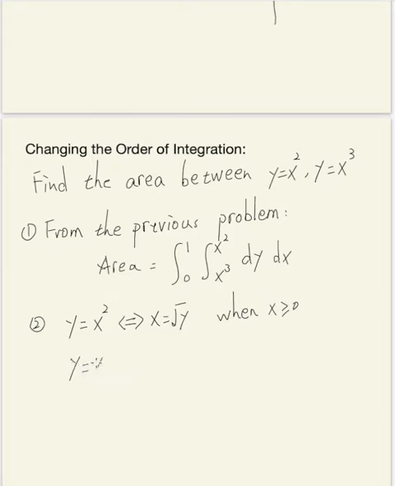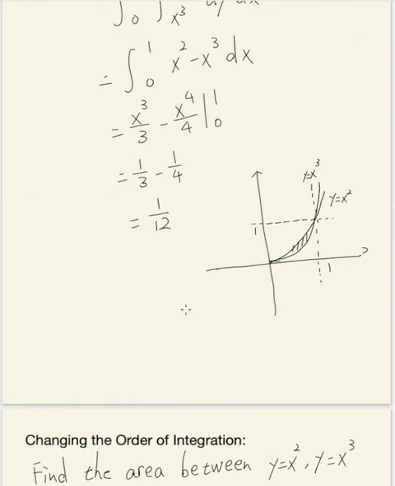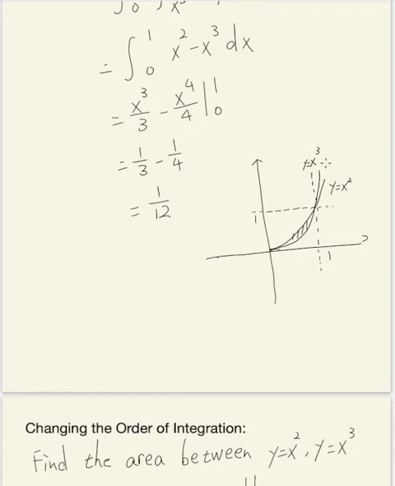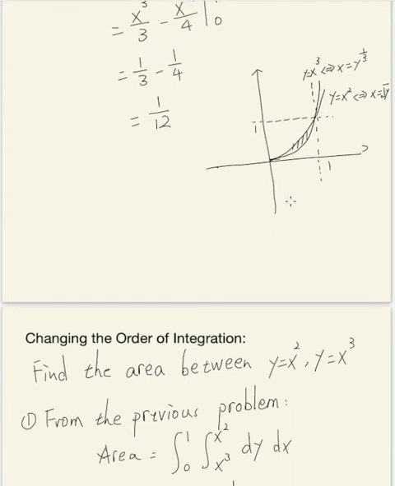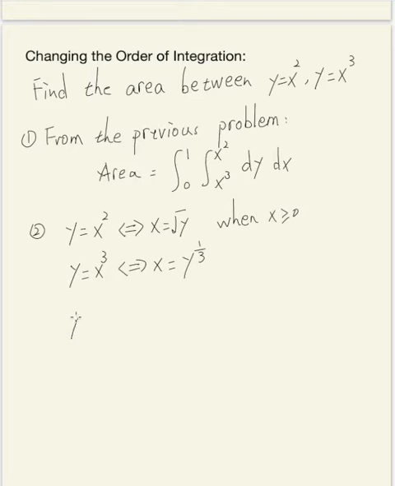And y equals x cubed is equivalent to x equals y to the 1 over 3. So now we've rewritten these two curves: y equals x cubed is the same as x equals y to the 1 over 3, and y equals x squared is the same as x equals square root of y. So when we want to integrate with respect to x first, our boundaries become from square root of y to y to the 1 over 3. So we have this formulation.